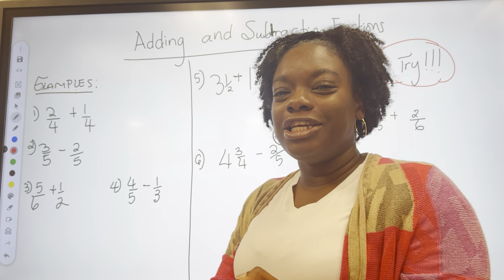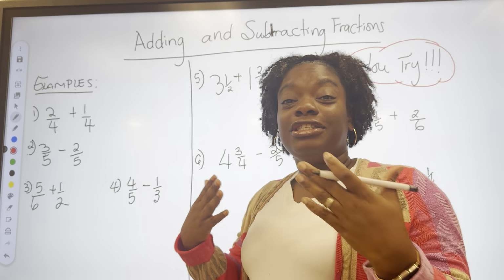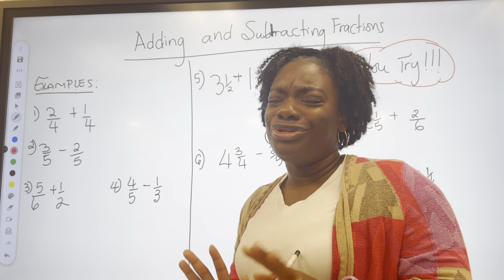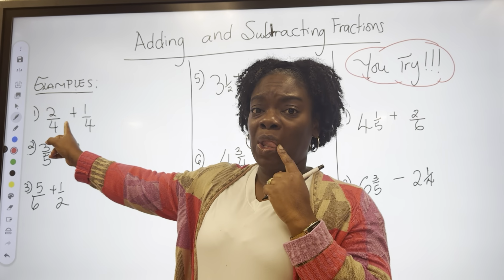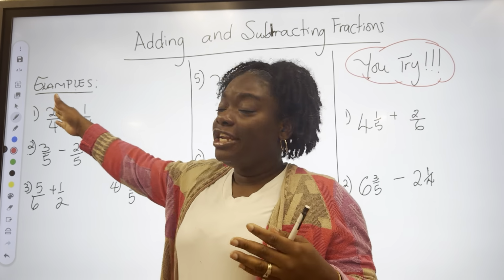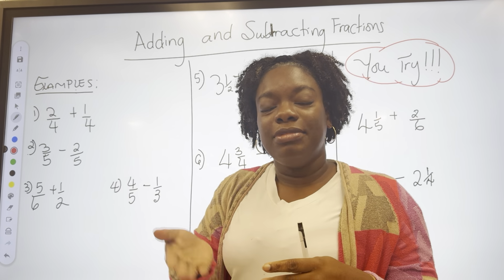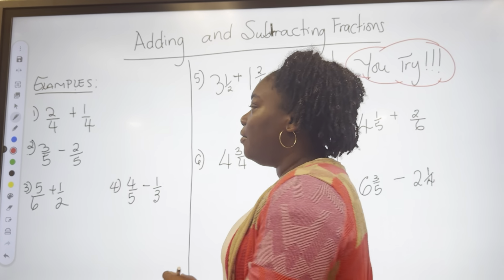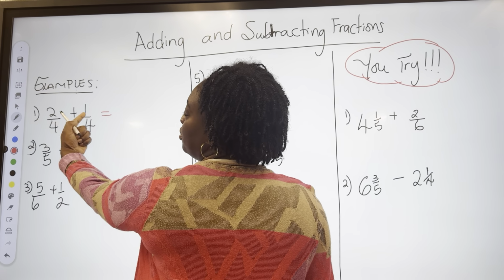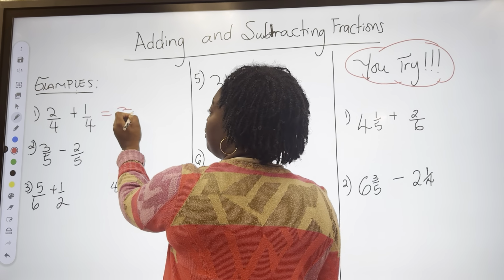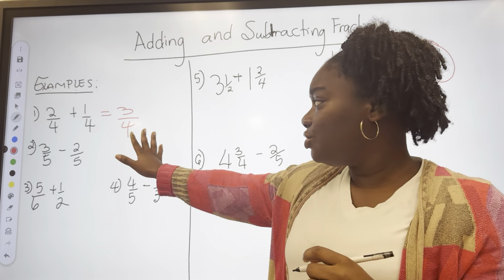Alright, let's go right into it. We're going to do some examples where we have the same denominators. Those are quite simple, because if you have the same denominators, all you're doing is adding the numerators or subtracting the numerators and keeping the old denominator. So let's look at that one. That's equal to 2 plus 1, that's 3, and you're keeping the old denominator. Those are super simple.